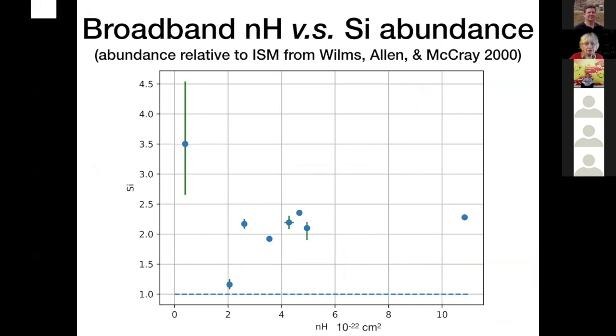And we also put the broadband silicon abundance as a function of the NH value. They are all above the unity line. This indicates the different silicon molecules or atomics, because they are highly silicon abundant.